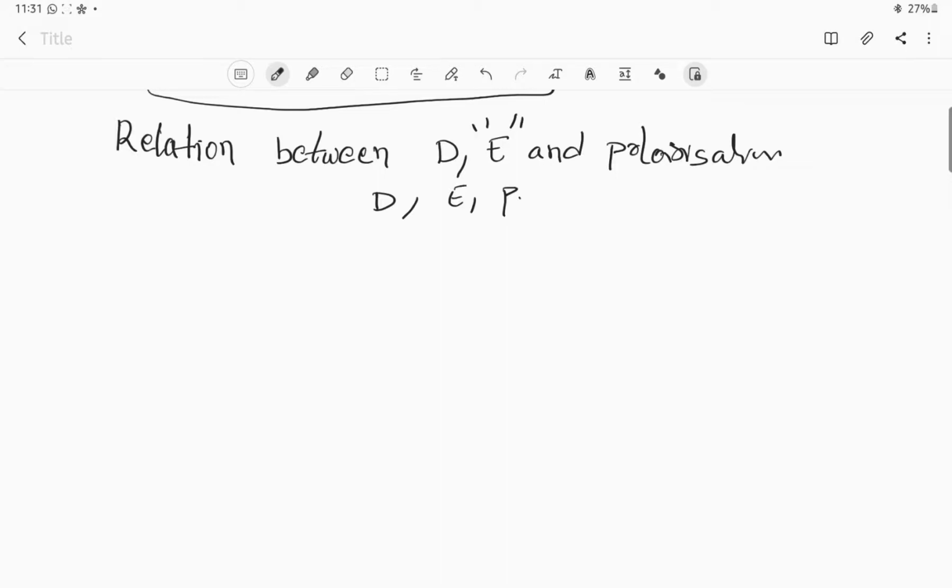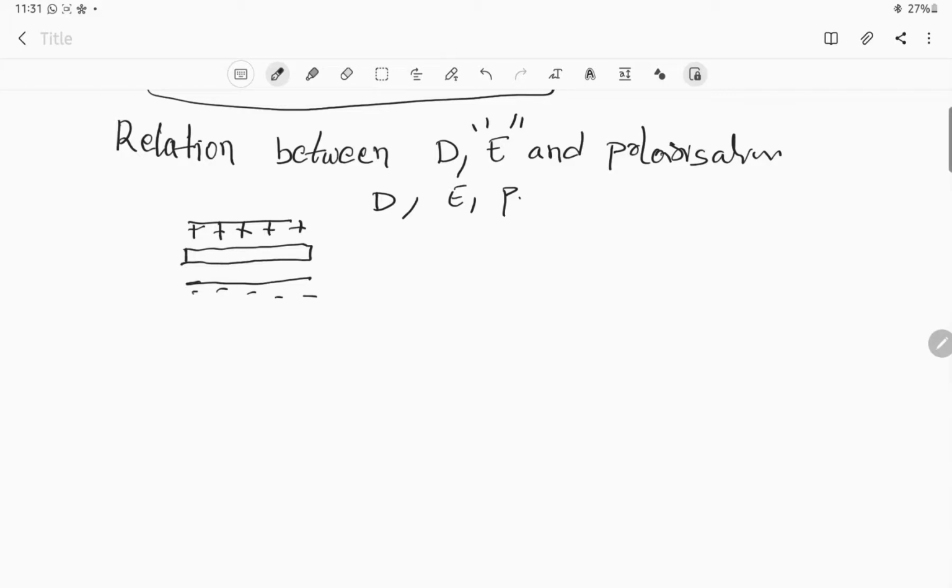So in order to evaluate the relationship between D, E and P, we need to consider our capacitor, or condenser. You are aware that there are two parallel plate capacitors. Let us consider this parallel plate capacitor having a positive charge here, and here a negative charge. And what we are doing here is inserting the dielectric material.